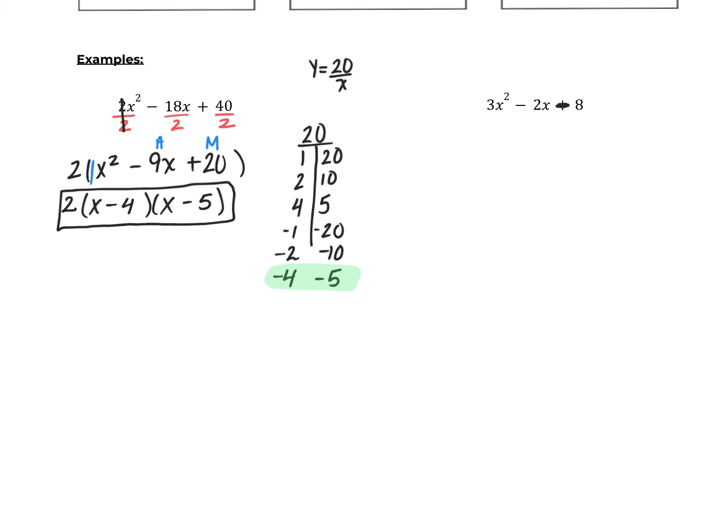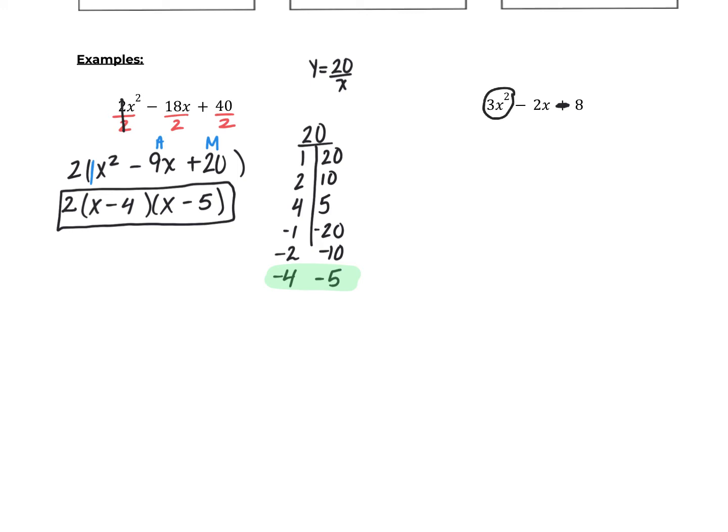All right, let's take a look at number 2. So what you'll notice is that there's no GCF that we could take out and that the leading coefficient is greater than 1. So this is a trinomial that we're going to have to either use AC or guess and test. If you're a guess and tester, go ahead and solve using guess and test. If you need a review of AC, just pay attention here.